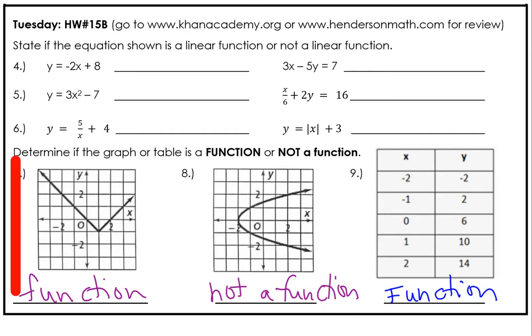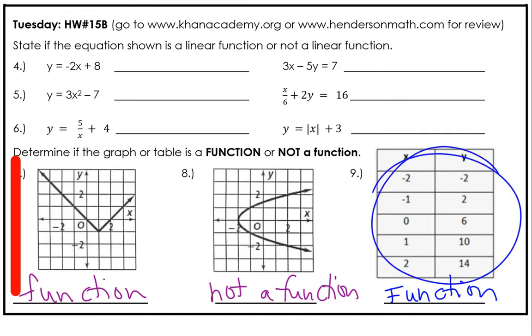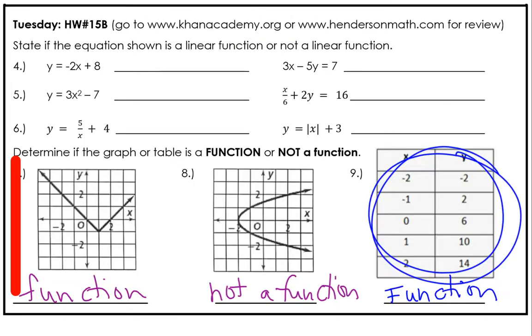All right, let's turn the paper over. Pablo says that the relation shown is a function. Is Pablo correct? Explain on the lines below how you determined your answer. Well, remember what we just talked about? A table is the same thing as a list of ordered pairs. And the rule is no repeating x values. They have to be all unique.